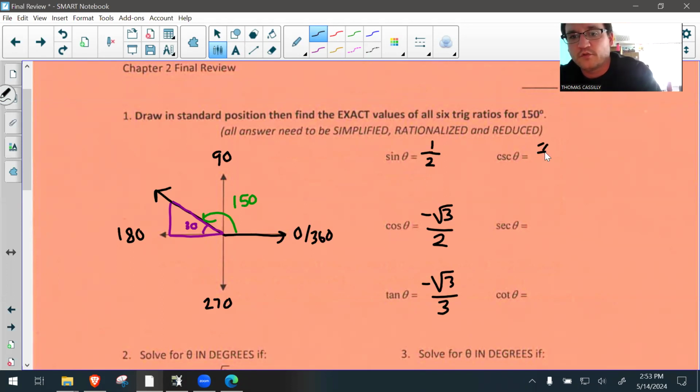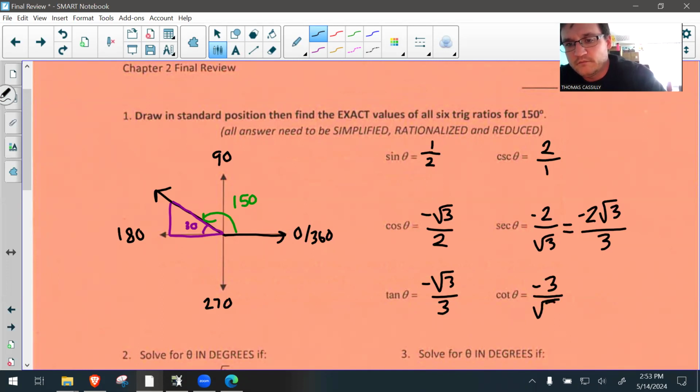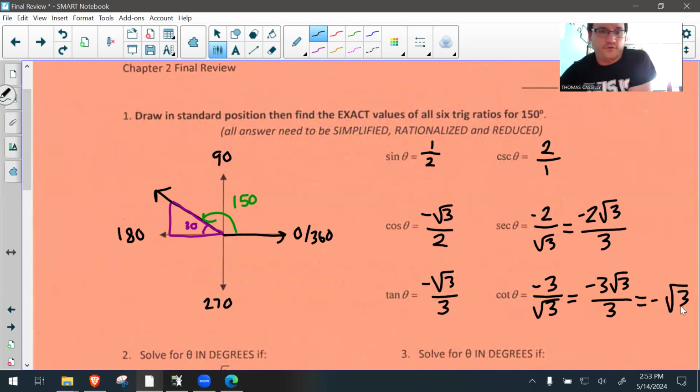The cosecant obviously is the reciprocal of the sine. Right, so 1/2 flipped upside down is 2 over 1. The other one is going to be, I'm going to keep the negative on the top, negative 2 over the square root of 3, which of course rationalizes into negative 2 square root of 3 over 3. And then the very last one, again keeping that negative on the top, gives us negative 3 square root of 3 over 3, which simplifies down to negative square root of 3. All right, so that's what we were looking at.